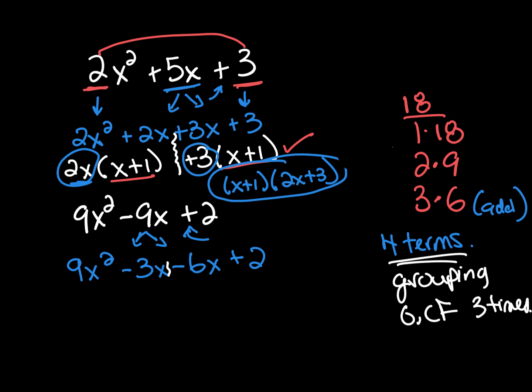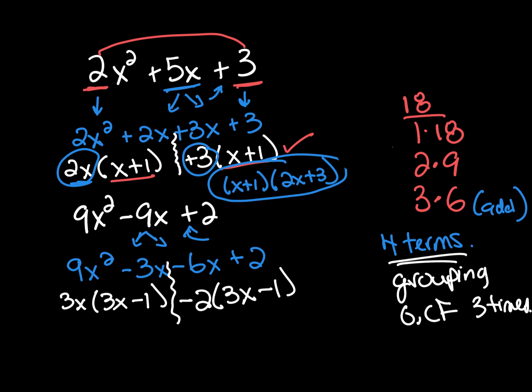So I'm going to split this in half. On the left side, I have 3x in common. And what's left is 3x minus 1. And on the right side, I'm actually going to take this negative out. So it's going to be negative 2. And that's also going to leave me with 3x minus 1.